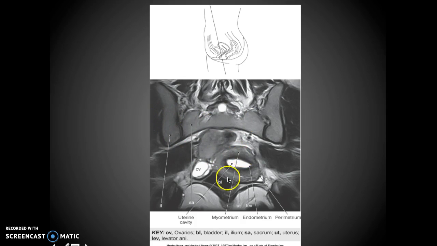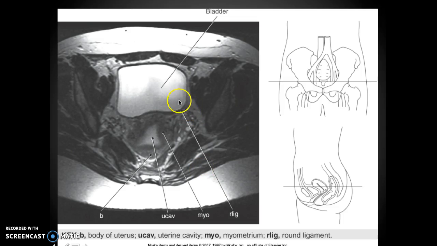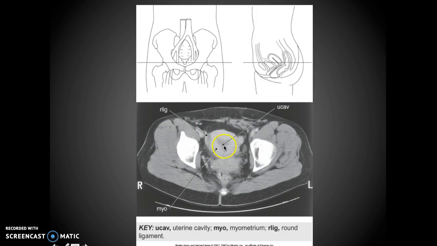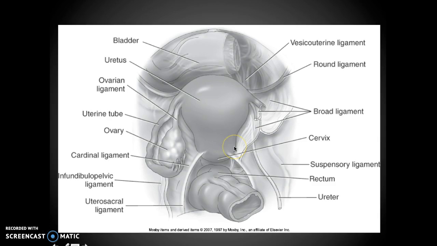You have your myometrium with your uterine cavity. Here's your bladder right there. Here's your ovary. So here's your bladder, this is your round ligament, this out here is your myometrium or the body, here's your uterine cavity. Uterine cavity, here's your round ligament with your myometrium as the muscle layer.